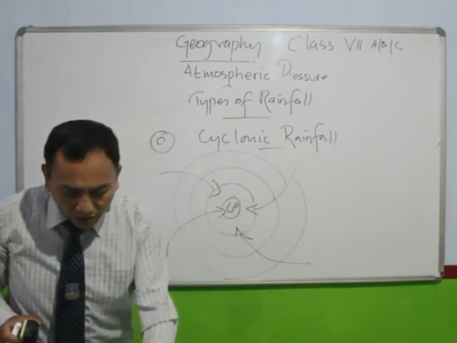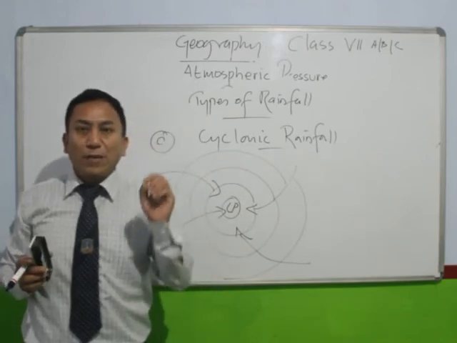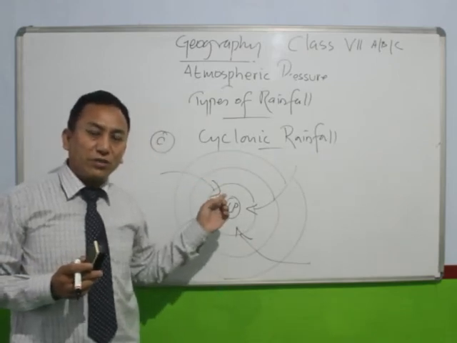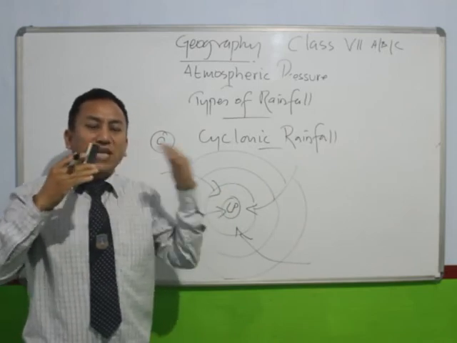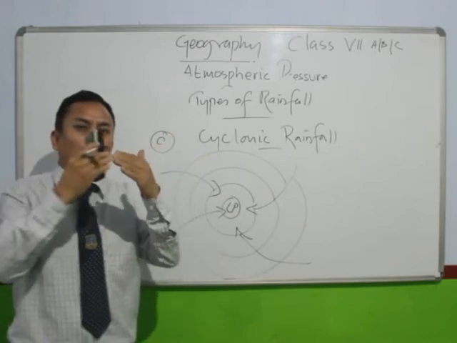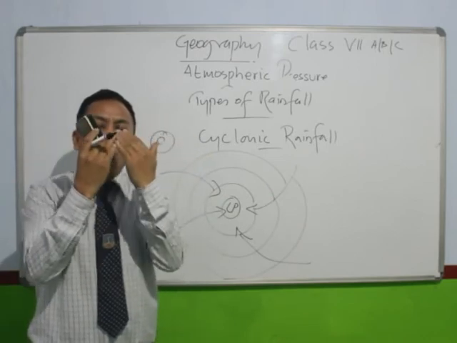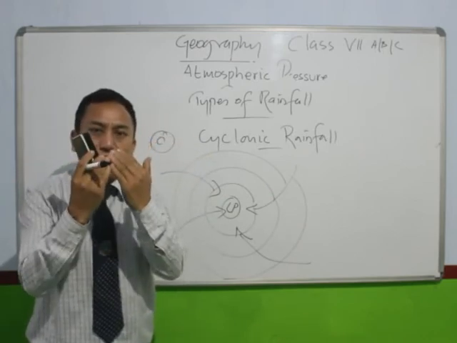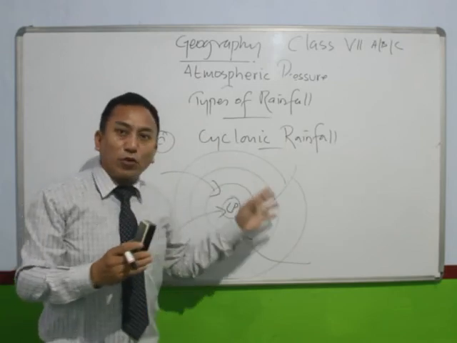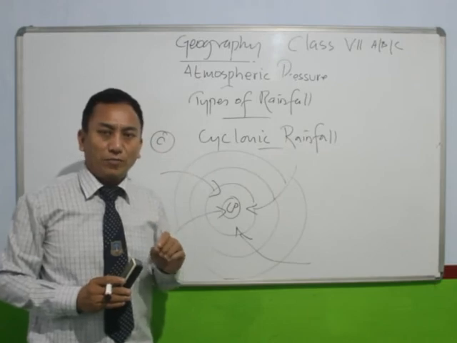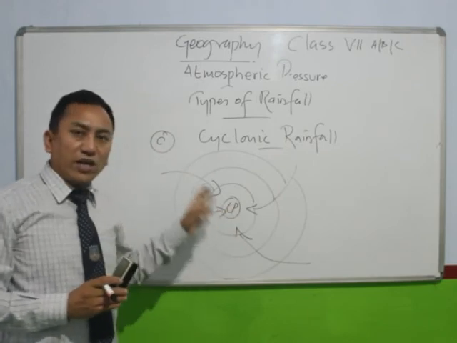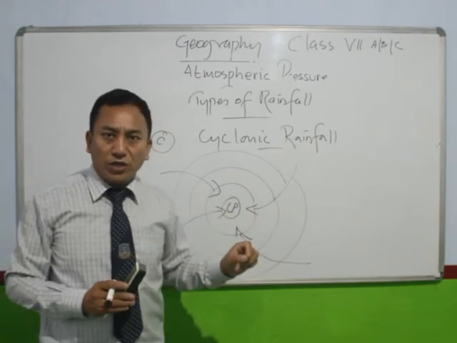Now the cyclones basically occur in both temperate and tropical regions. It is basically the meeting of cold and warm air. The place where the cold and warm air meet is called a front. Therefore, this type of rainfall is also called frontal rainfall. As I was saying, it occurs both in the temperate and tropical regions.